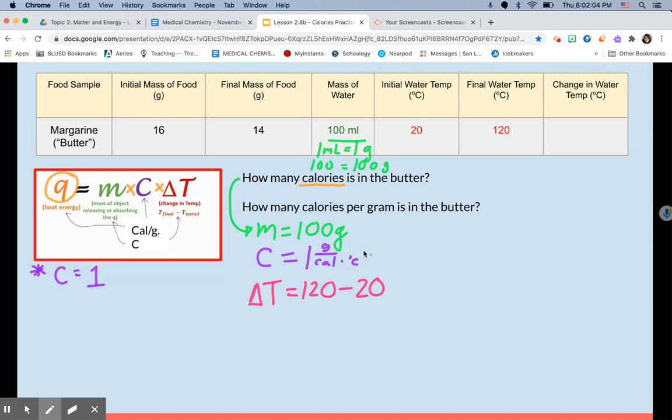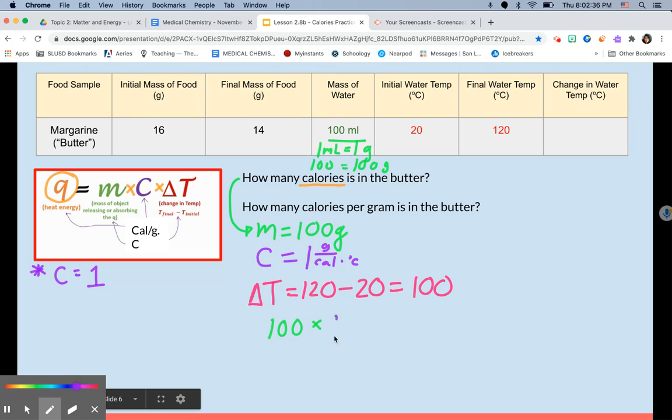Minus 20. So final water temperature 120 minus initial water temperature 20 will give me a change in temperature of 100 degrees Celsius. Now I have each of my variables completed, and in my calculator, I'm just going to multiply these 3 variables. Starting from the beginning, my M is 100 times my specific heat of 1 times 120 minus 20, which is 100.